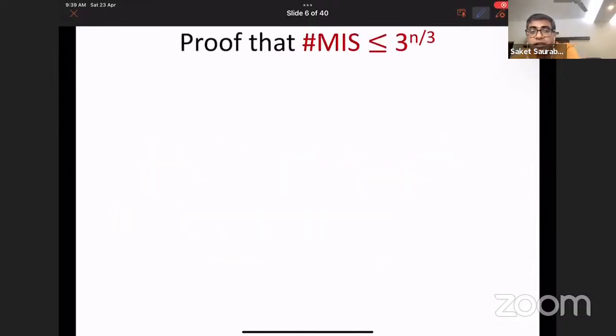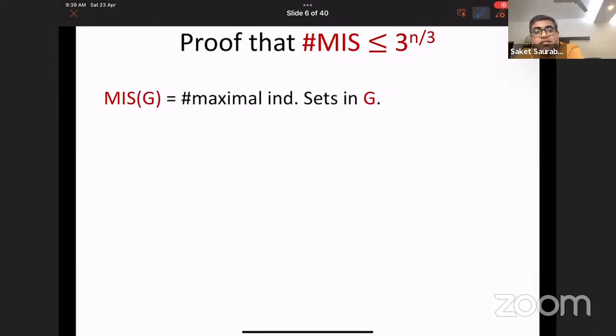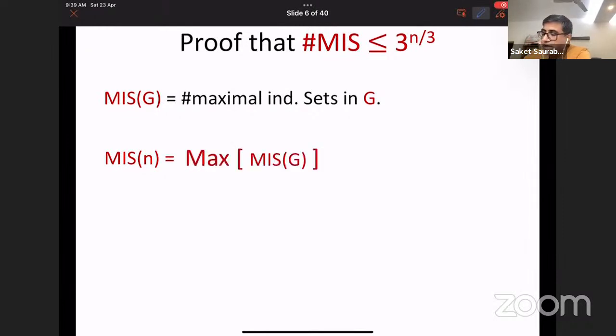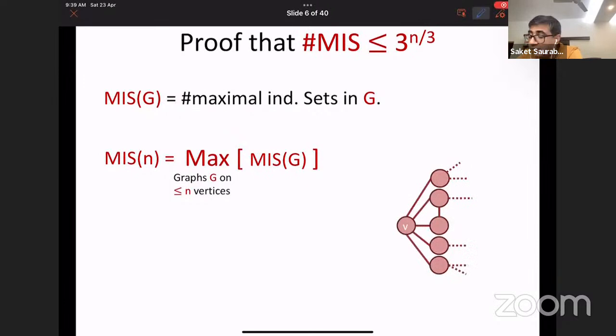Now give me a proof that the number of maximal independent sets in a graph is this much. So let MIS(G) be the number of maximal independent sets in G. But what I'll be interested in is that any graph on n vertices contains at most these many maximal independent sets. So MIS(n) is the max over all graphs on at most n vertices of the number of maximal independent sets that graph contains. So this is what we are interested in.